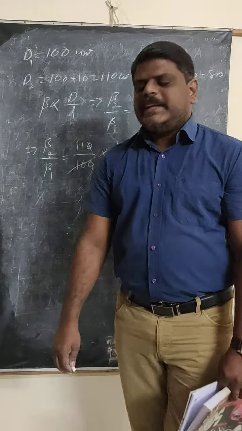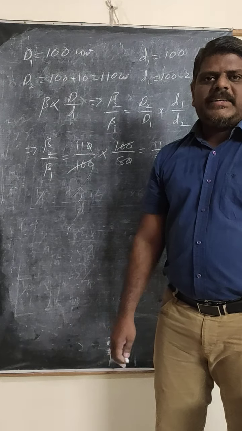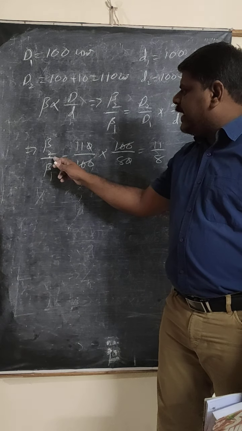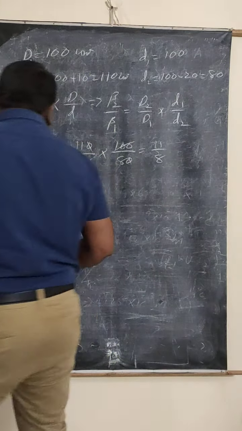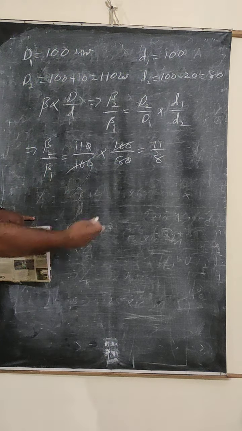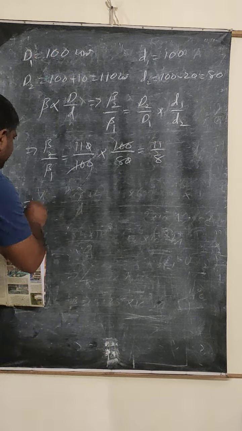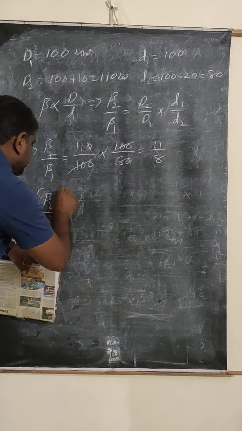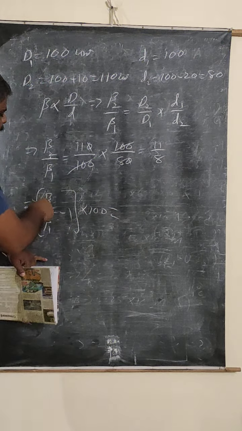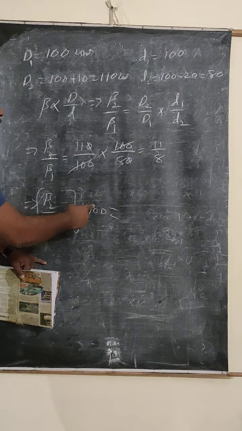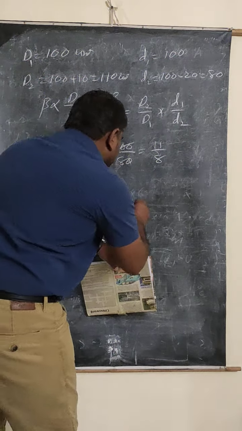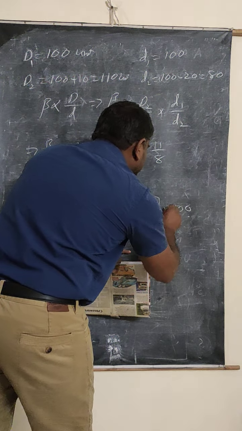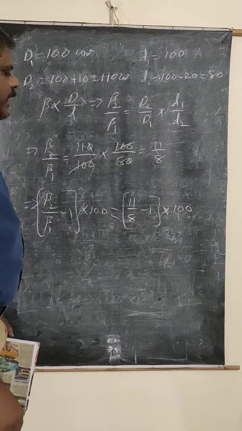What does this beta 2 by beta 1 represent? It represents only the fractional change, but the problem is asking for the percentage change. For the percentage change, you take the minus 1, which gives the fractional change, and then multiply by 100. That means the percentage change is beta 2 by beta 1 minus 1, into 100. So it can be written as 11 by 8 minus 1, into 100.